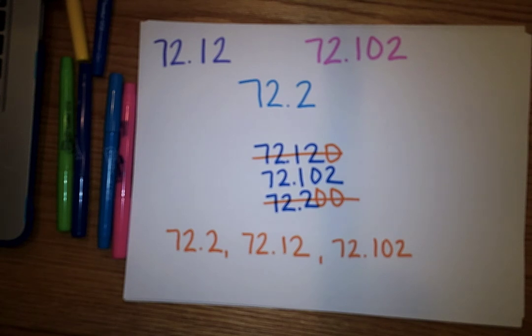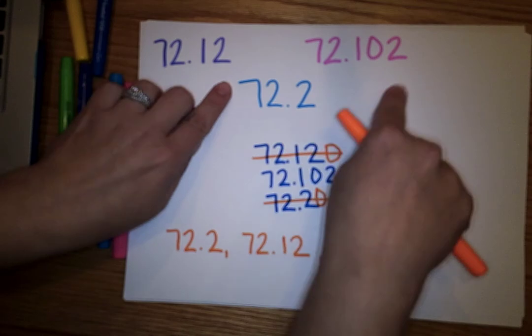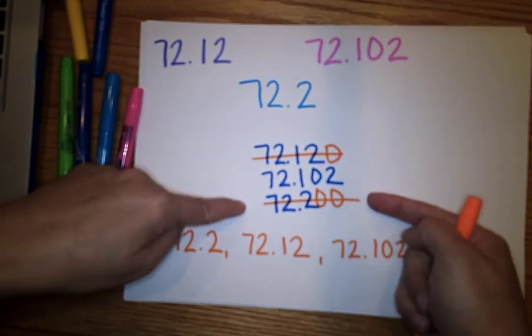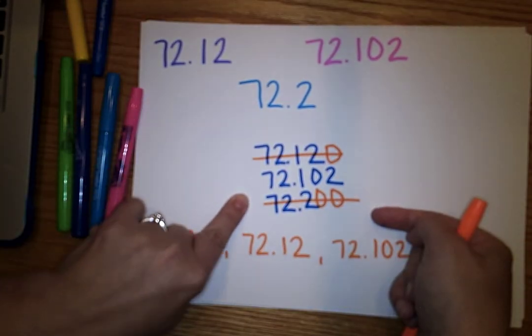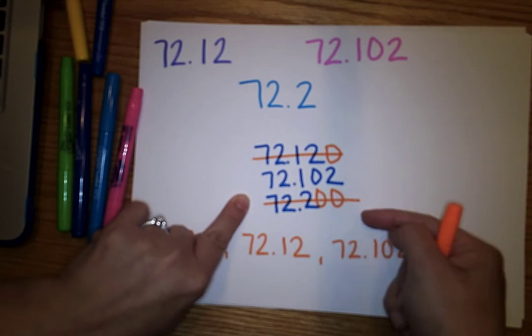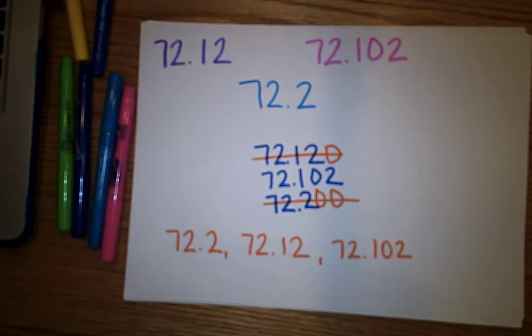So anytime you have to compare a decimal and you're having some trouble just looking at it like this on the screen, write them down or type them out in the little text box. Add your zeros if you need to, and then they become easier to compare.